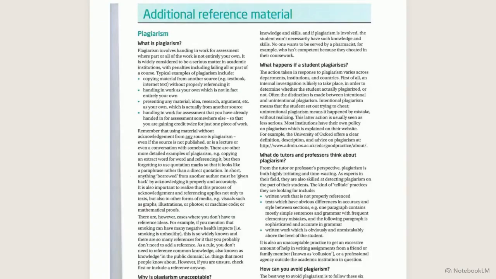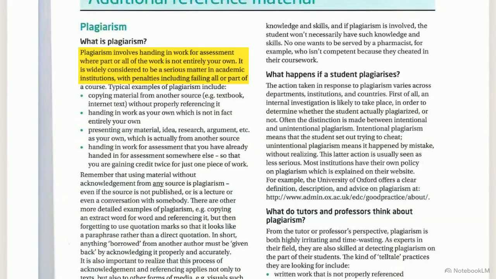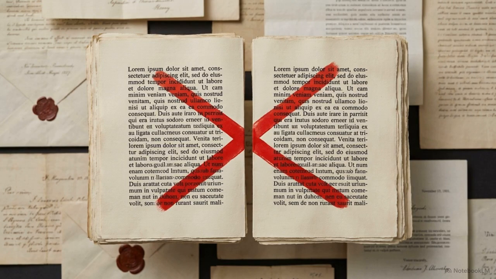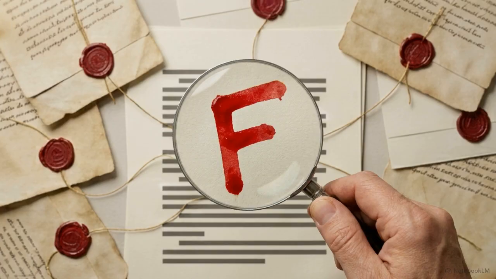Looking at this university guide, we can see exactly how broad this definition is. Plagiarism happens when you hand in work that isn't entirely yours, without acknowledging the original creator. That covers copying text directly, paraphrasing without credit, or resubmitting an old assignment. The penalties range from failing an assignment to total expulsion, and professors are highly skilled at catching it.